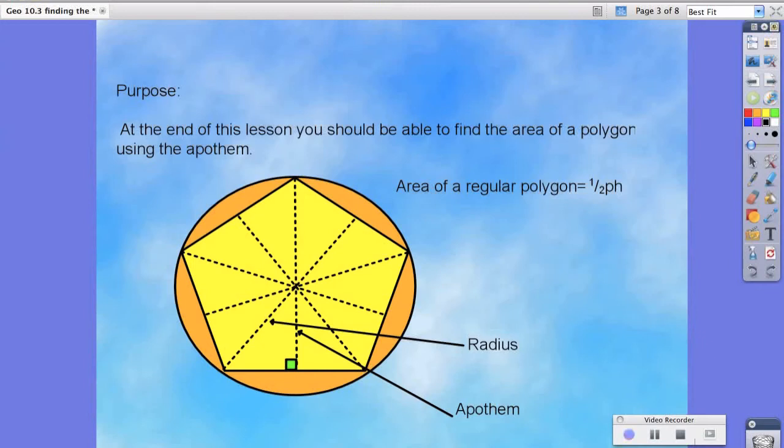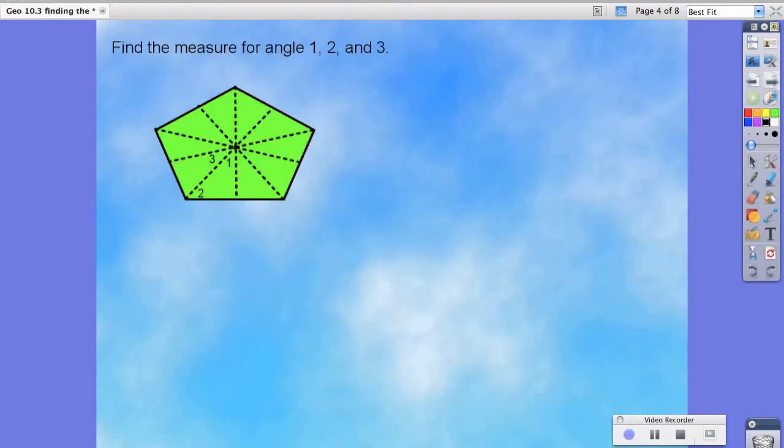Now, the way we find the area of these regular polygons is to do 1/2 ph, where p is the perimeter and h is the height, or rather the apothem. Now the only problem I have with that is that most people will forget that. Hopefully you've remembered that every single shape is composed of several triangles, and that's the way that we're going to approach it. If you'd like to use the formula, you're more than welcome to. However, I wouldn't recommend it.